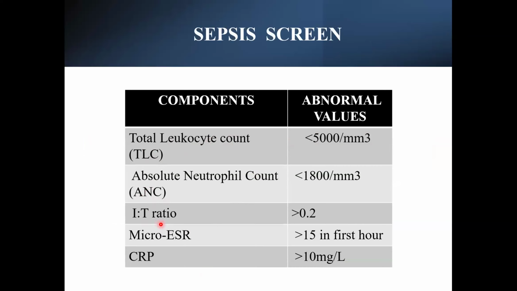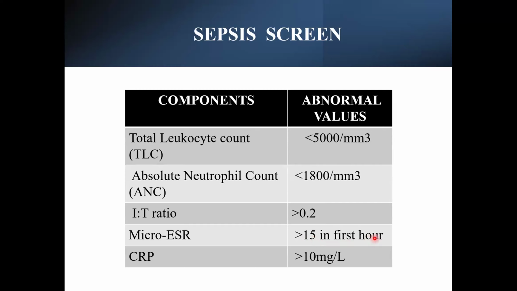So be careful about the unit. So micro ESR is done by taking a 10 centimeter capillary tube and filling it with blood. Then you allow the capillary to stand for 1 hour. Then you measure the amount of serum which is standing on top of the blood column. So that is measured in millimeter, right? So it is a bedside test only.